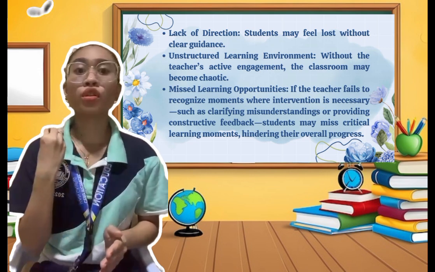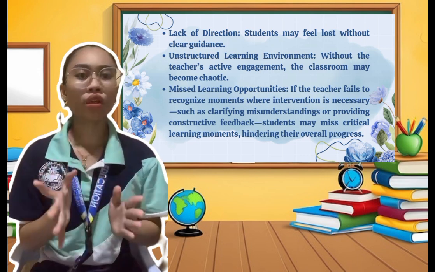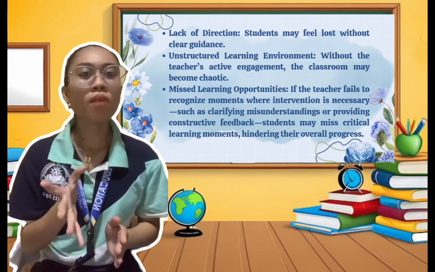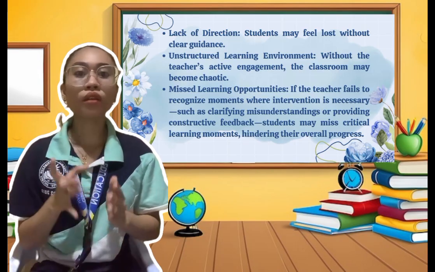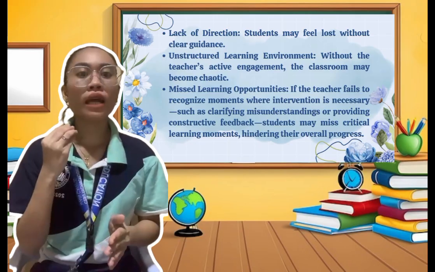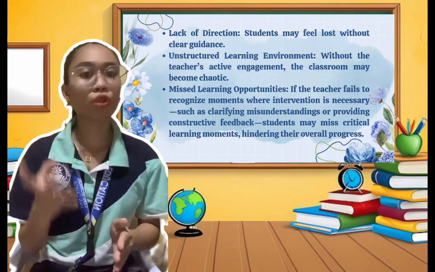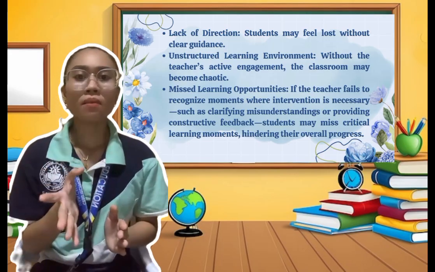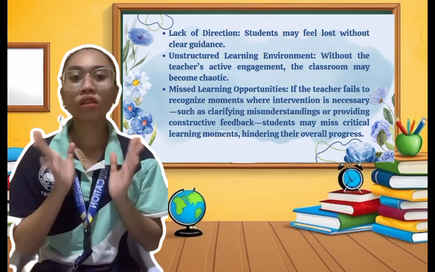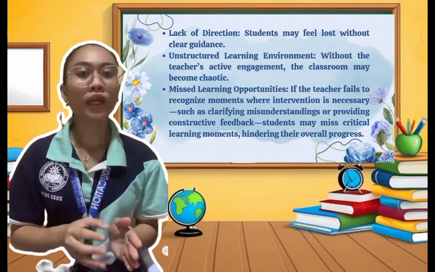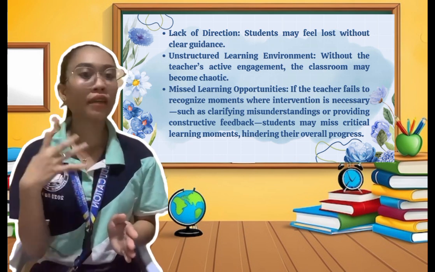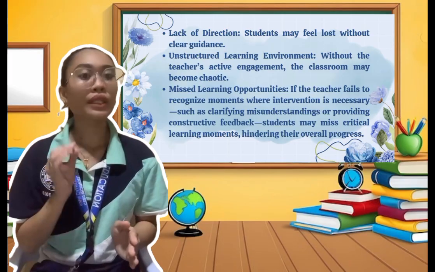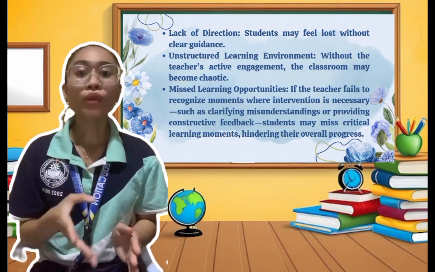Second is unstructured learning environment. Without the teacher's active engagement, the classroom may become chaotic. Some students might dominate discussions while others remain passive, leading to an imbalance where not everyone has the opportunity to participate or learn effectively. Next one is missed learning opportunities. If the teacher fails to recognize moments where intervention is necessary, such as clarifying misunderstandings or providing constructive feedback, students may miss critical learning moments, hindering their overall progress.